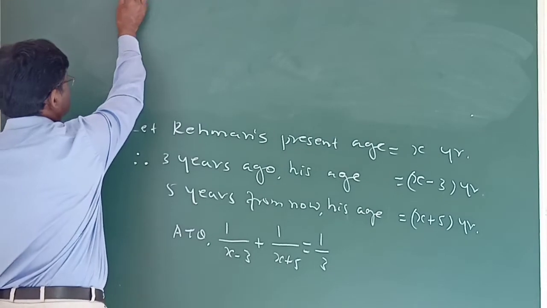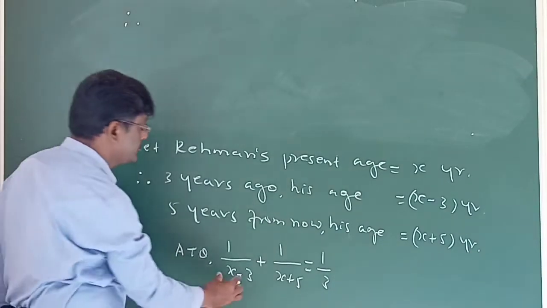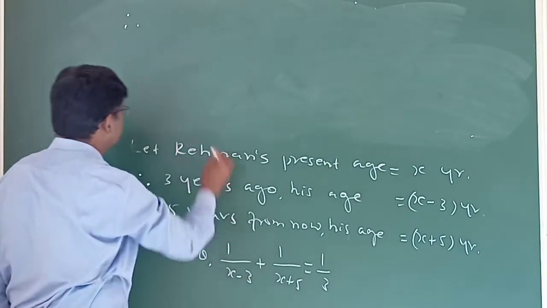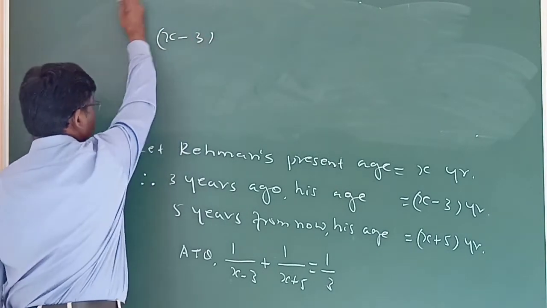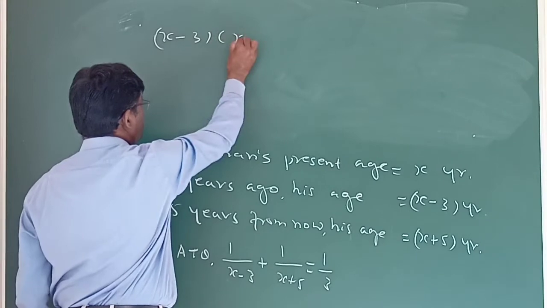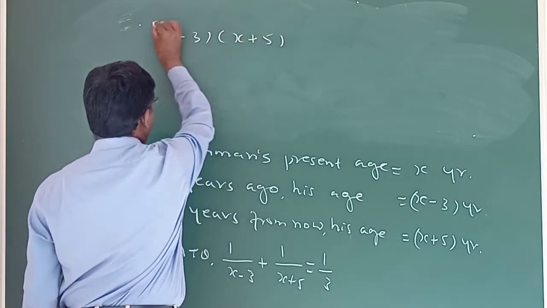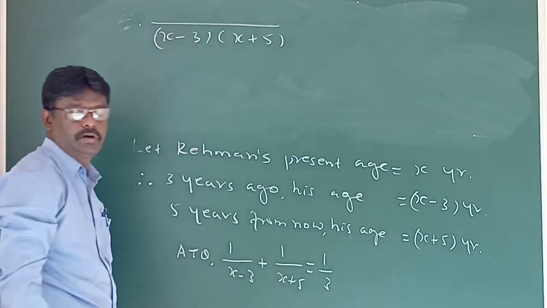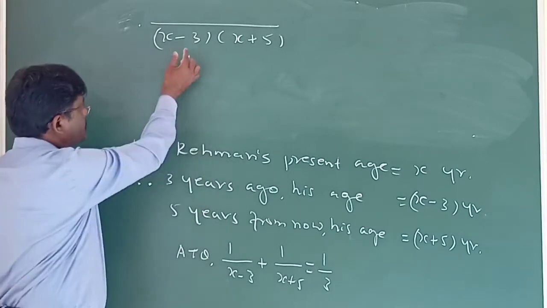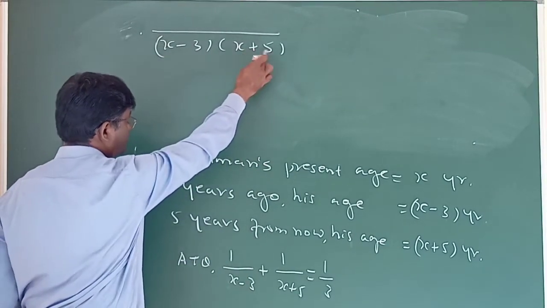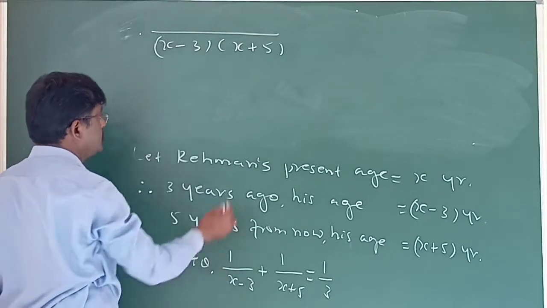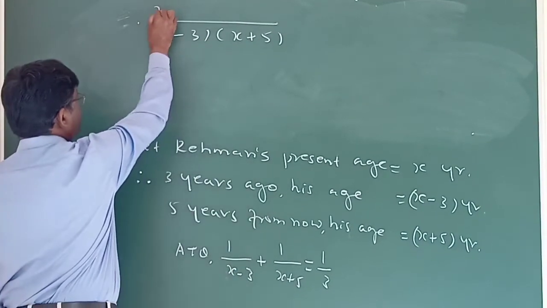Therefore, let us take what? The LCM of the denominators: (x minus 3) into (x plus 5). LCM into the first fraction, these get cancelled, hence (x plus 5) into what? 1.